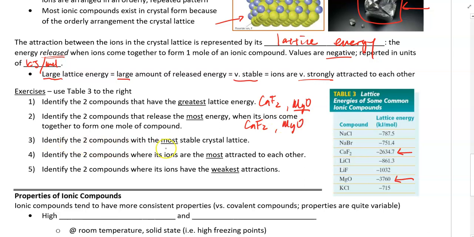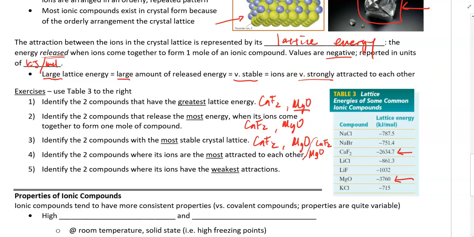Identify the 2 compounds with the most stable crystal lattice. Well, because these released so much energy, these are also going to be the most stable amongst this list. So again, I can go ahead and point out these 2. And finally, identify the two compounds where its ions are the most attracted to each other. It makes sense that this all goes in line with each other, because they're the most stable. These two are going to be the most attracted.